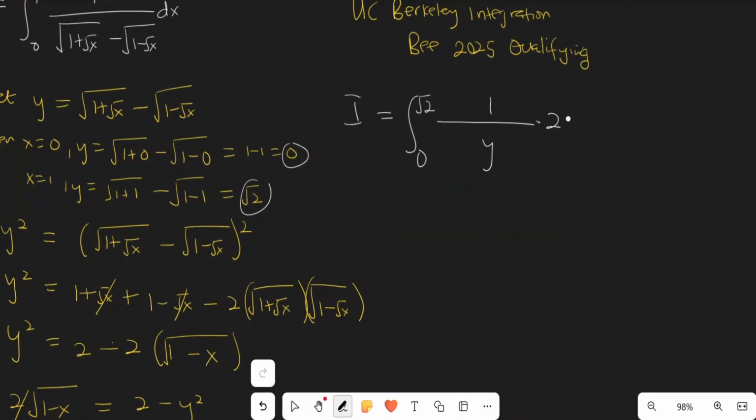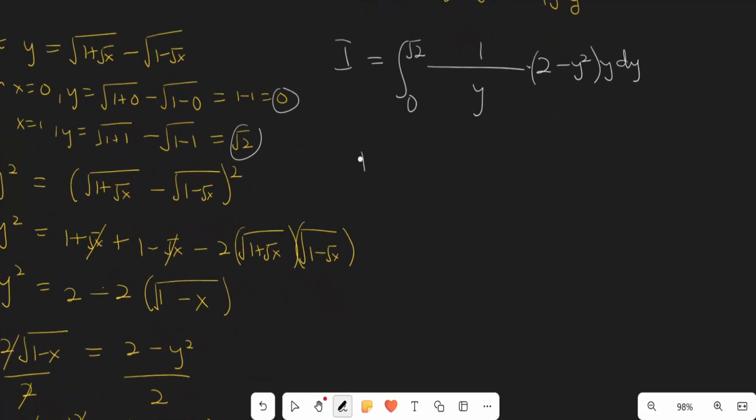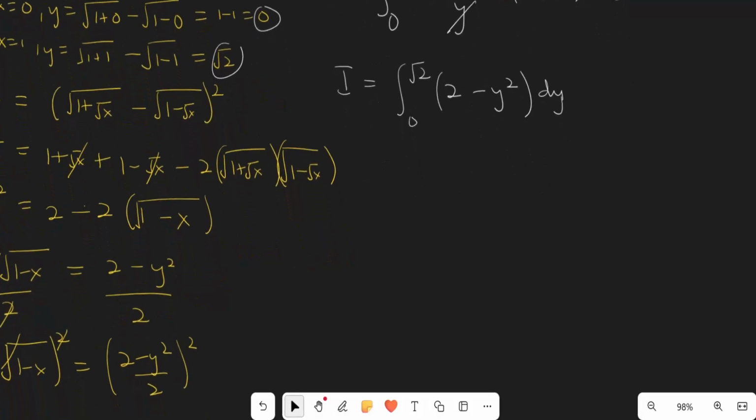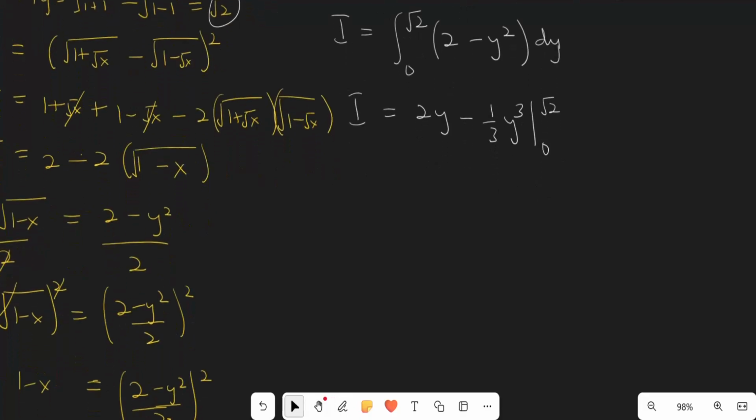So this is 2 minus y squared times y dy. So the integral is now very easy. So integral from 0 to the square root of 2 of y cancels y here. Now you're left with 2 minus y squared dy. Okay, so this one is now integrating. This is 2y minus 1/3 y to the third. Then the limits of integration from 0 to the square root of 2.